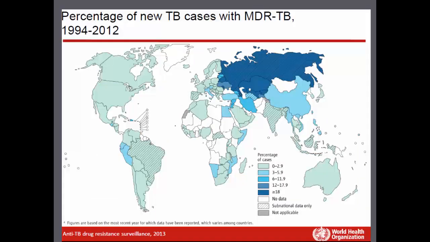For 2012, if you look at the percentages of the new TB cases with MDR over that time period, you can see that Eastern Europe and Mongolia, Eastern Europe, Western Asia tend to be where most of the new cases are coming from.